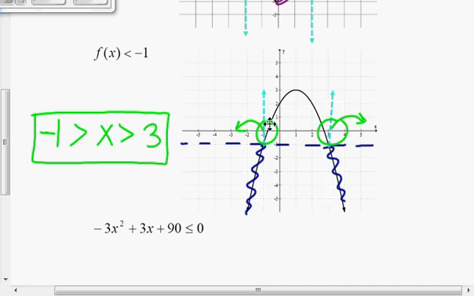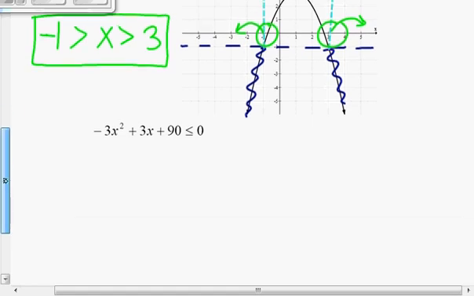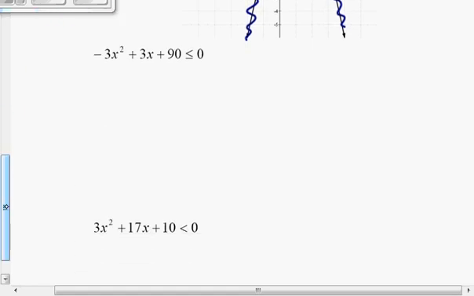So what happens if we're just given an inequality function? No graph. Well, you solve it like you would a quadratic equation. Change your inequality sign to an equal sign. So we have -3x squared plus 3x plus 90 equals 0.